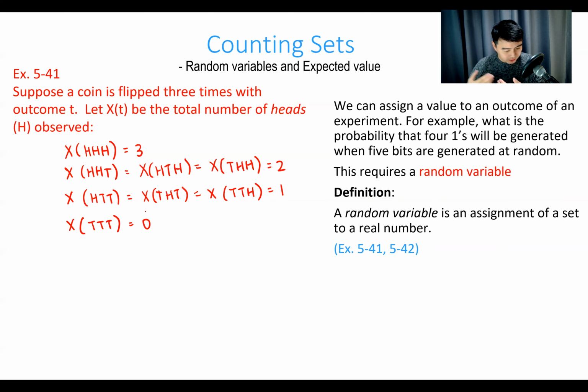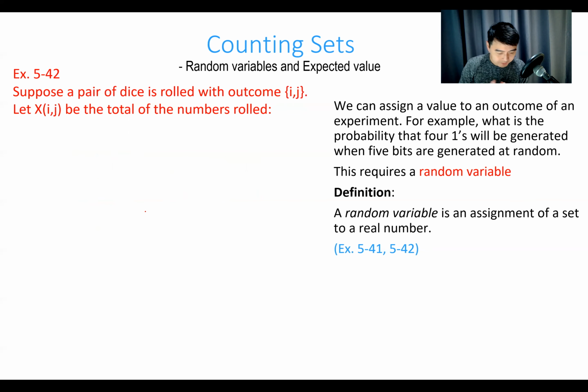But let me give you another example of a random variable, and then we'll move on to what I just said. All right. So suppose a pair of dice is rolled with the outcome (i, j). Okay, so there really shouldn't be a bracket here. This should actually be a round bracket because there is kind of order associated with this throw.